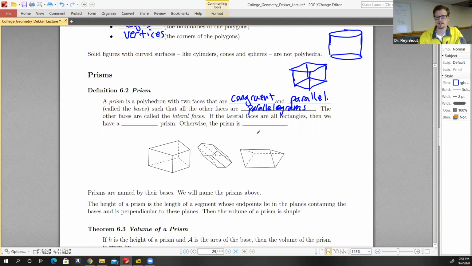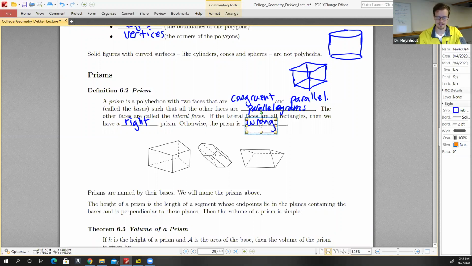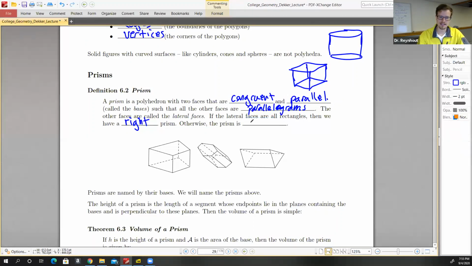If the lateral faces are all rectangles, then we have a right prism. Otherwise, the prism is oblique. If all of the lateral faces are rectangles, then we have a right prism. Otherwise, the prism is oblique.